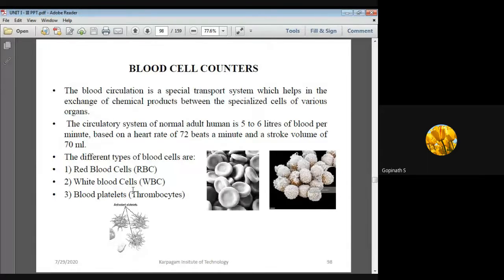And after that, we discussed the blood cell counters. Okay, so I already told you that the measurement of the blood cell count is very important for analyzing the impact of the disease.